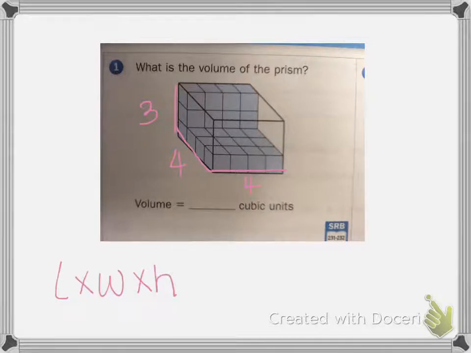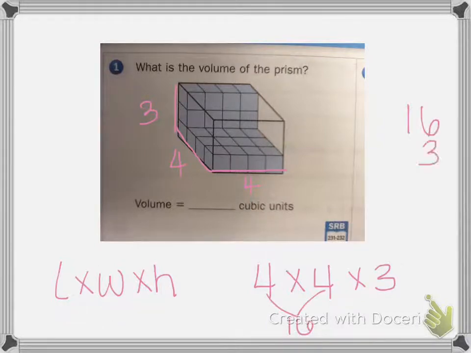So if I plug those numbers in, 4 times 4 times 3. 4 times 4 is 16. So then I have to multiply 16 times 3. 3 times 6 is 18. Carry the 1. 3 times 1 is 3, plus 1 is 4. So the volume of this cube, or this rectangular prism, is 48 cubic units.